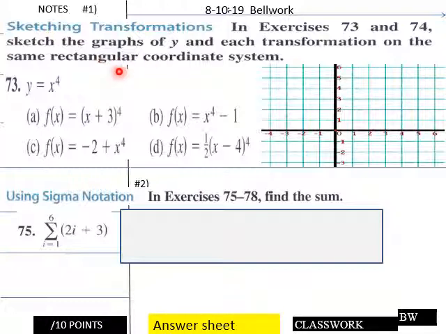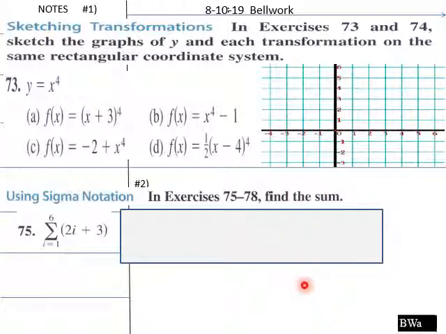Sketch the graphs of y and each transformation on the same rectangular coordinate system. So each one of these put over here. And then down here, find the sum. So find the sum here. Check back in about 5-6 minutes, teachers. See you in 6.